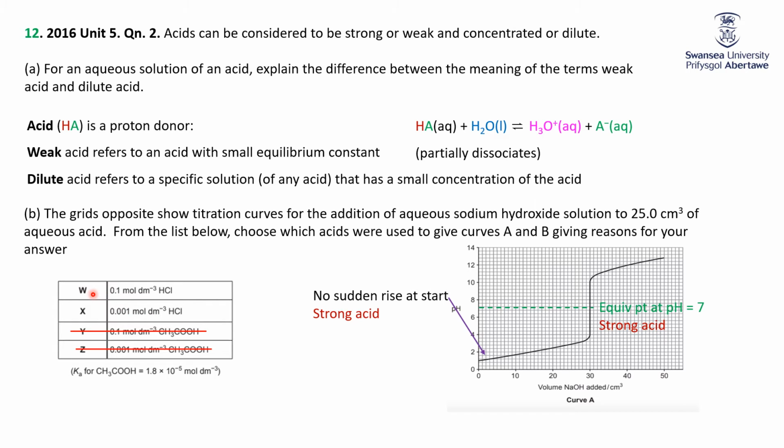Now, is it 0.1 molar HCl or 0.001 molar HCl? Well, from that, we just think about what's the pH at the start. Before we add any NaOH, pH is 1. So if the pH is 1, then the concentration of the acid is 0.1 molar. So that tells us that it is W.